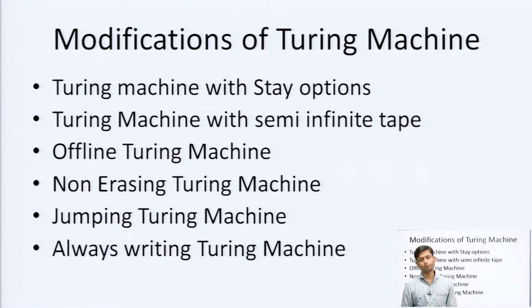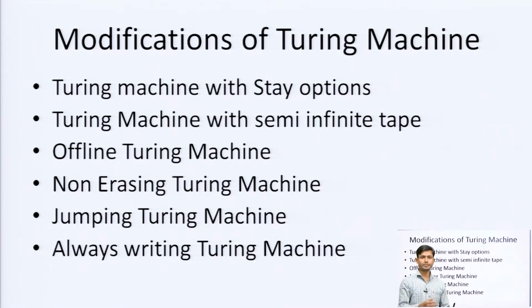Another is the jumping Turing machine. What is that? We have already seen that the standard Turing machine moves the head cell by cell, one by one. If the head points to one cell, it goes to the next cell, either left or right. But the jumping Turing machine says you can jump, like skip 2 or 3 positions and jump there, left or right.